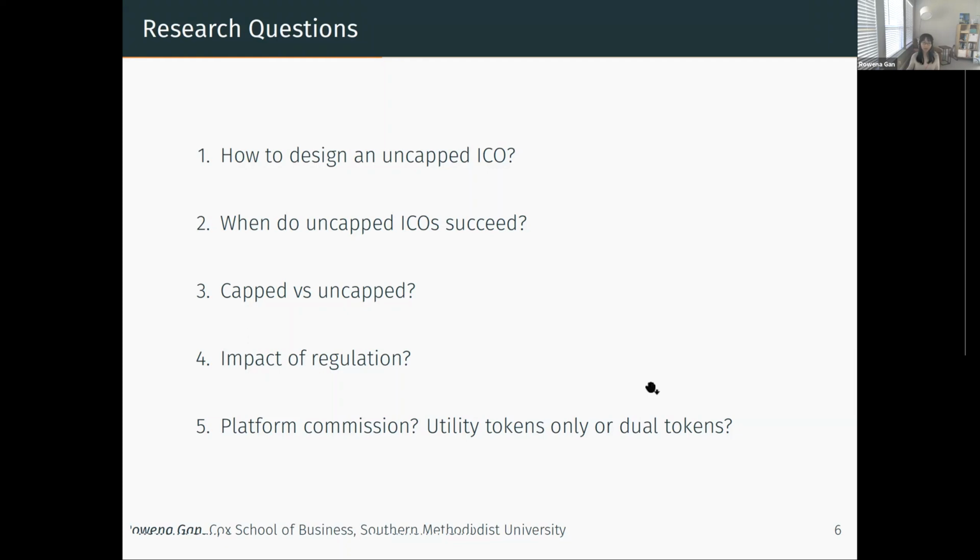And we also ask, what impact does regulation bring? And last, we ask if there's a better way of doing an ICO. Should the firm charge a platform commission? Is it better to issue just utility tokens or multiple tokens?